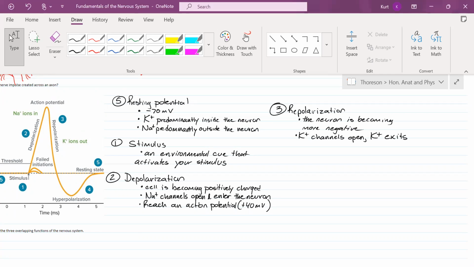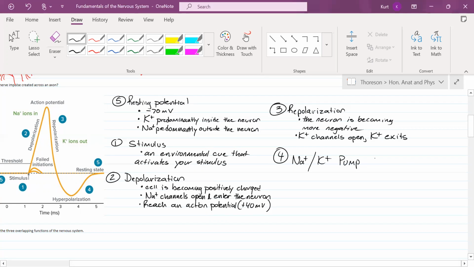It's like Caitlin's in the back row and Sebastian's in the front row. It's totally flipped. We have to restore things back to normal. And so in step 4, what is that pump that takes 3 sodiums out and 2 potassiums in at a time? The sodium potassium pump. The sodium potassium pump restores the neuron to resting potential conditions.